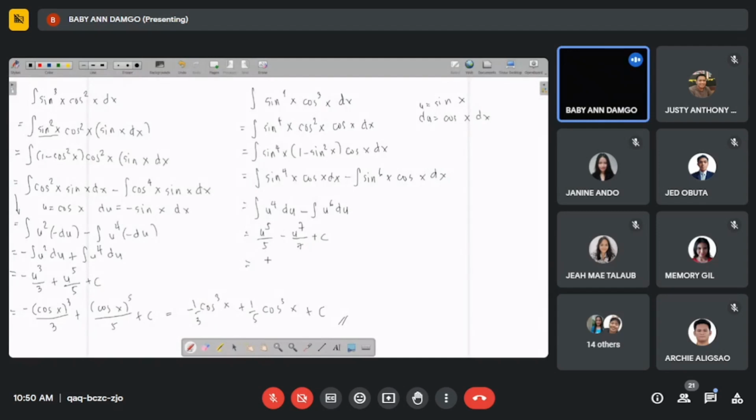So we have 1/5 sine to the 7th x minus 1 over 7 sine to the 7x plus c. Okay, so in which this is the final answer.